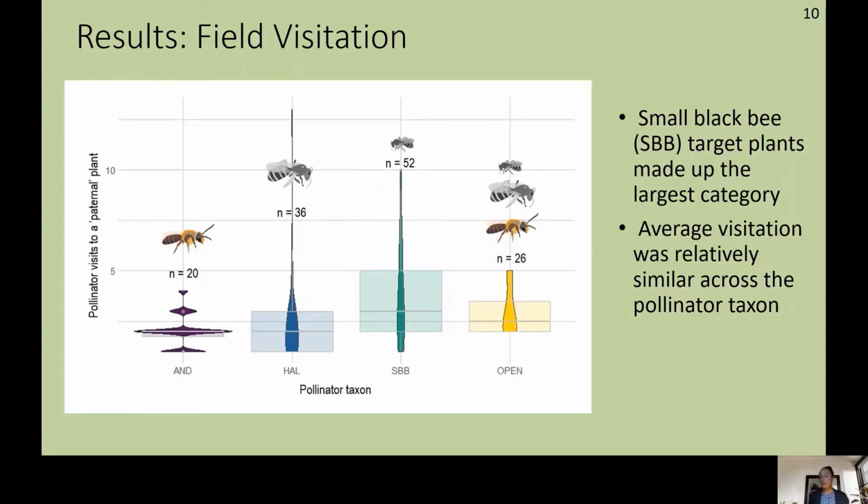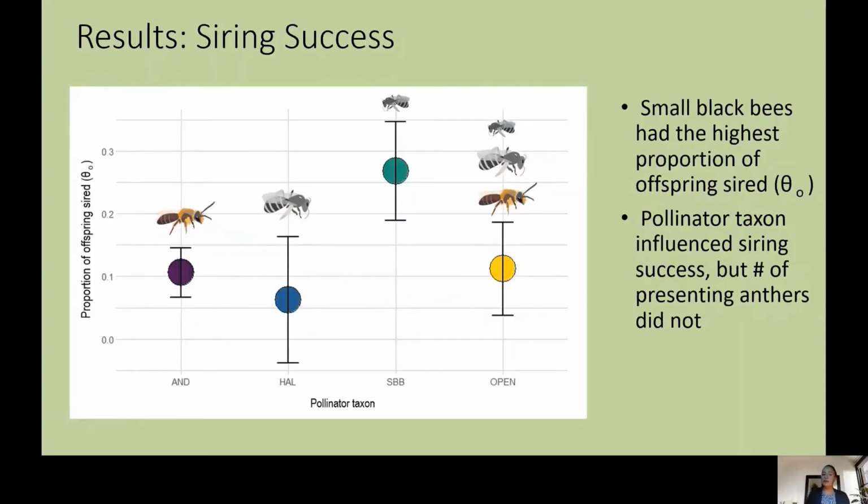So since they were still presenting pollen, the pollen from the maternal individuals still could have resulted in some of our offspring. So that is what this category represents. Moving on to siring success.